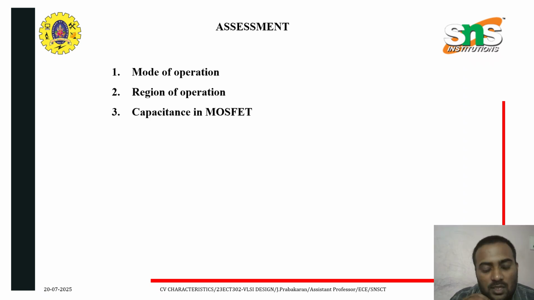And then let me see the assessment of this lecture. First, write the modes of operation, then write the regions of operation, also write the capacitance of MOSFET. This is the assessment of this lecture.